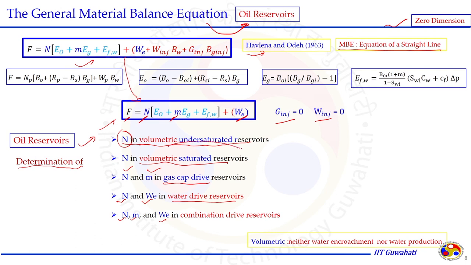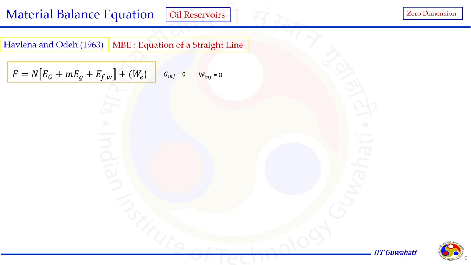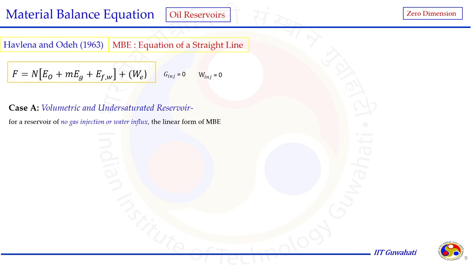So what is a volumetric reservoir? A volumetric reservoir is the reservoir when neither water is encroaching into the reservoir nor water production is happening. So there are three unknowns, N, WE and M. We can set up the equation to estimate these unknowns. So the oil reservoir has a simple equation as a straight line.